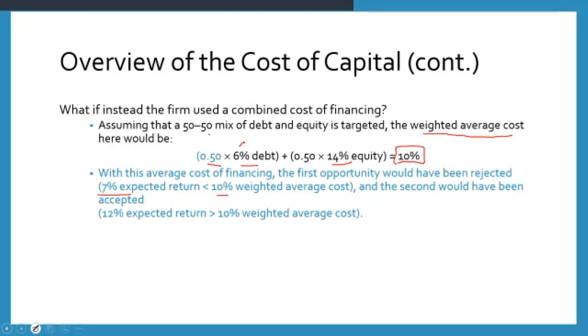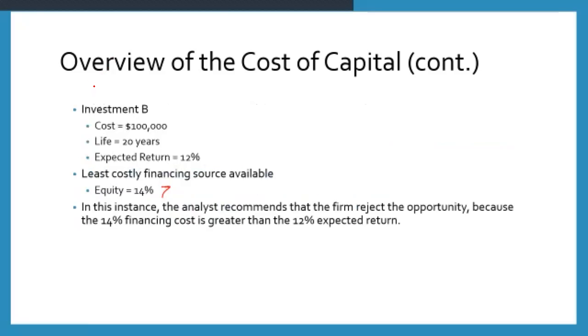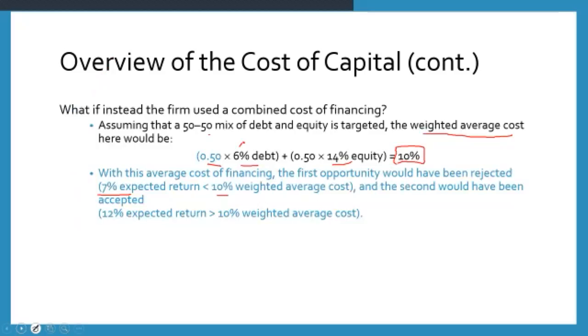The second one would have been accepted. Why? Because investment B, the return is 12%, and the cost, with the weighted average, a mix of debt and equity, is 10%, so it will be accepted. So we have those different options.